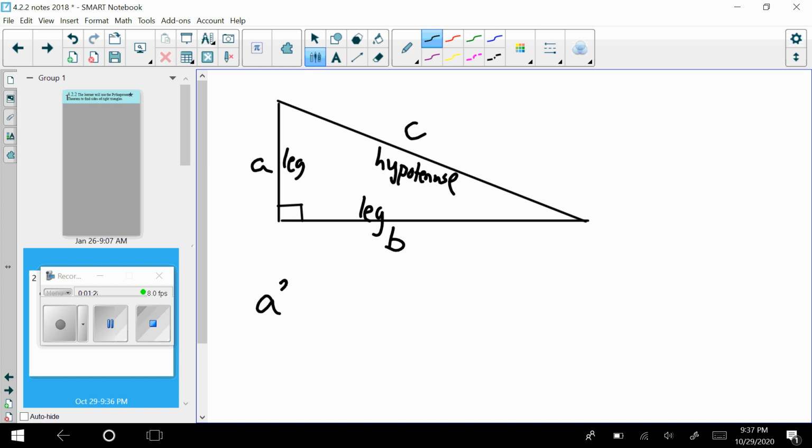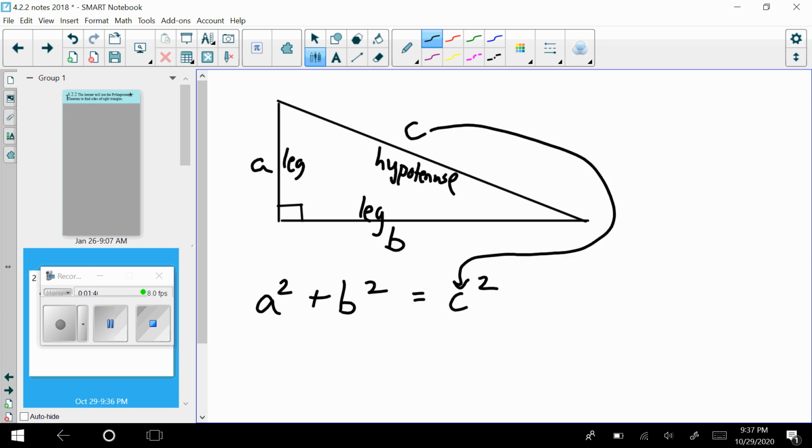He figured out that one of the legs squared plus the other leg squared, when you add those together, equals the hypotenuse length squared. Super important: the hypotenuse length, the longest side, goes here. The legs go here and here in any order. It doesn't matter what you call a and what you call b. Either leg can be a or b, but the hypotenuse is c, and this will always work out.